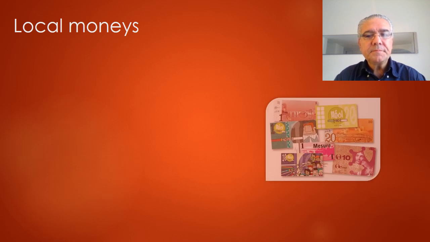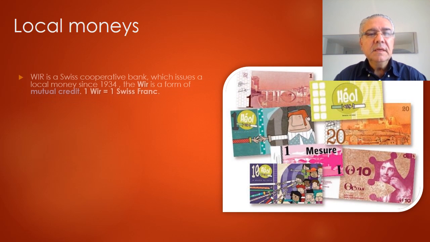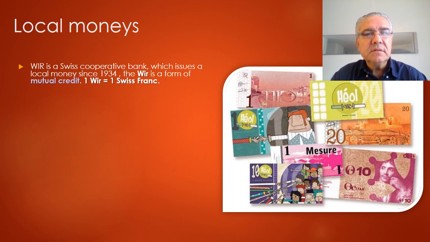Now let's move on to local monies. One of the oldest local monies is the Wir, which is based in Switzerland. And this is a very interesting money. It was created in 1934 by two businessmen. And this is a form of mutual credit.